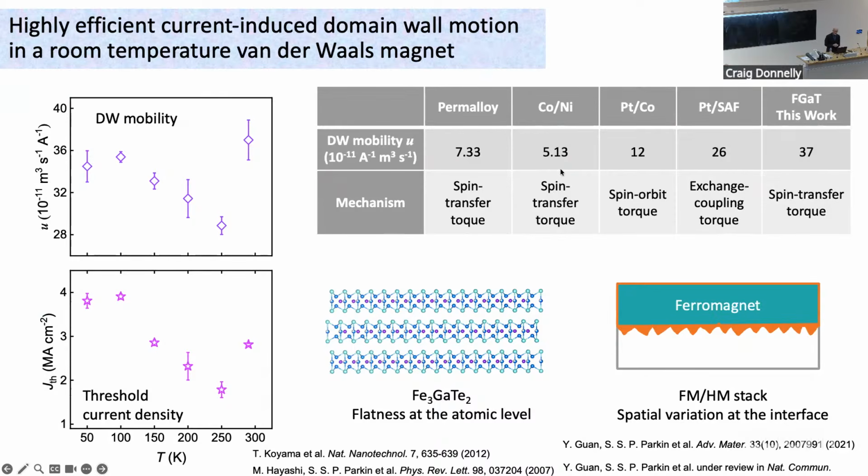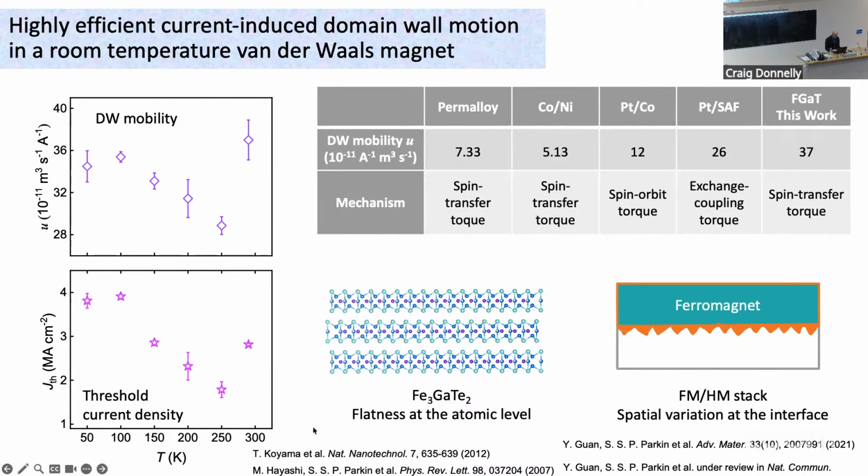That's how easy it is to move the domain wall for a certain current density. So it's incredibly easier to move using spin transfer torque than in conventional materials. And as I mentioned, we can move them to very low temperatures. And even at room temperature, the threshold current density is even smaller. It's only 1 or 2 in these units of megaamps per square centimeter. So it's a very nice result.